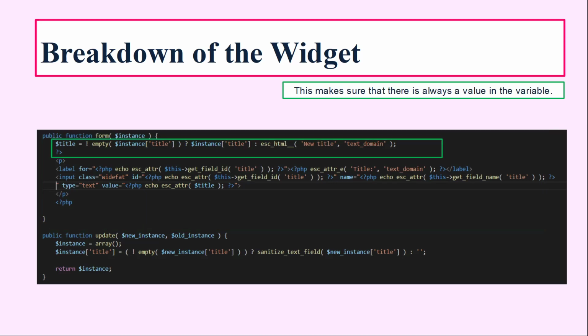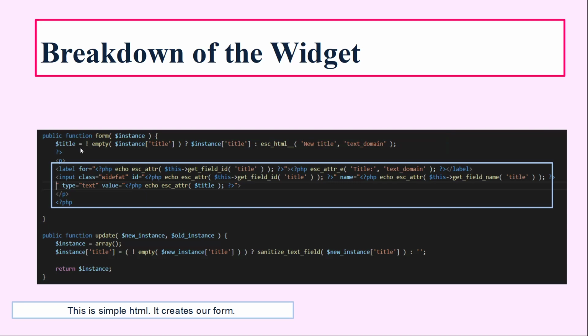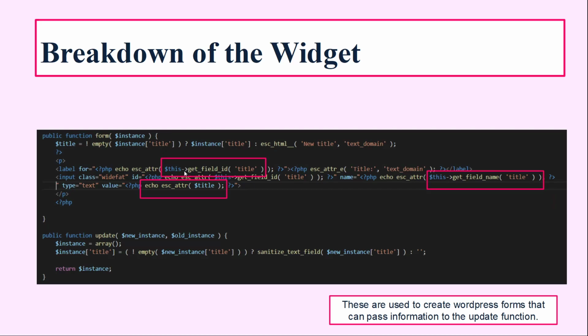If you look here, they've used this shortened kind of if statement that says if this is empty, or if this is not empty, then just use the value in the instance title, else input this into this title. So we're going to be using this. And then this is just the simple HTML. It creates our form. Do remember that this get field ID method allows us to create a WordPress kind of field that we can then pass in to our update function.